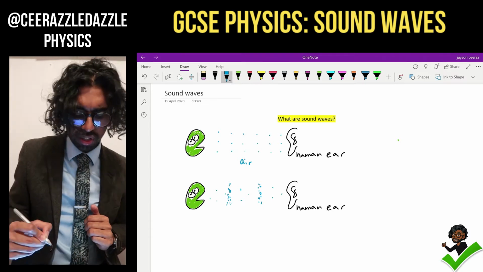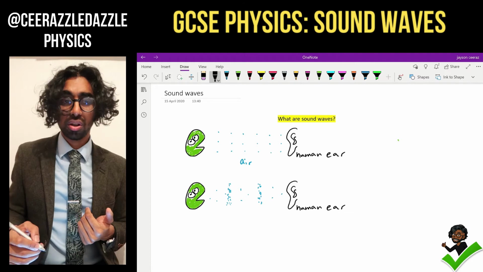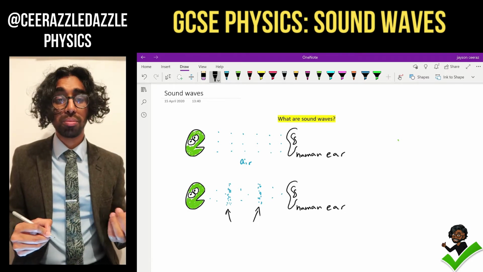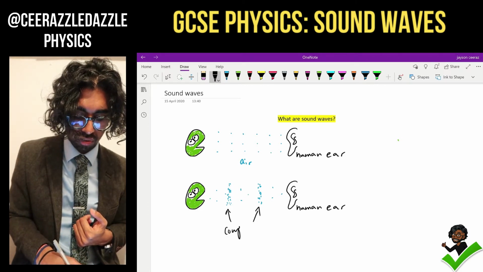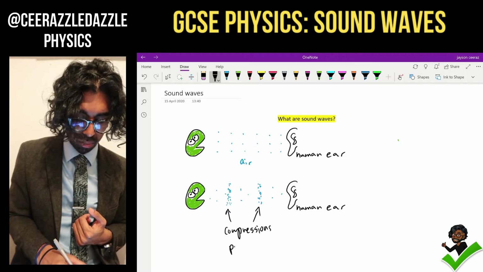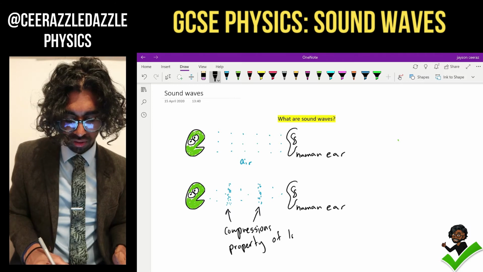Right, what type of wave does this remind you of? Is it transverse or longitudinal? Well, we can see that there are compressions, and compressions are a property of longitudinal waves.